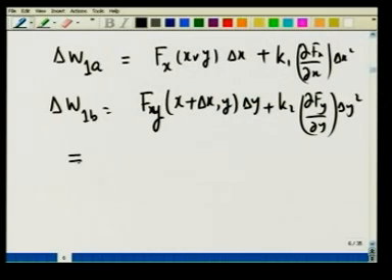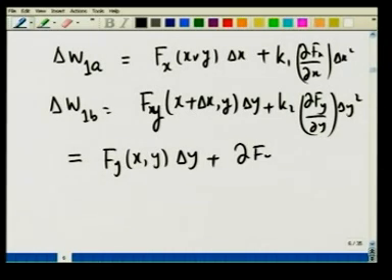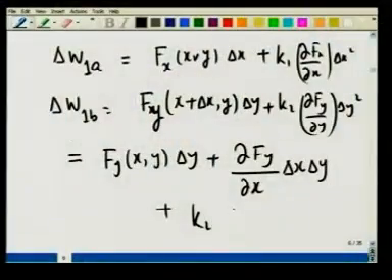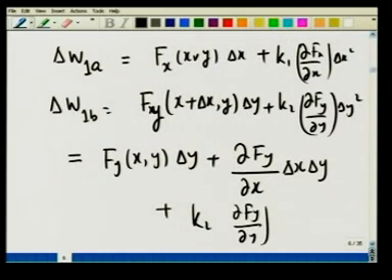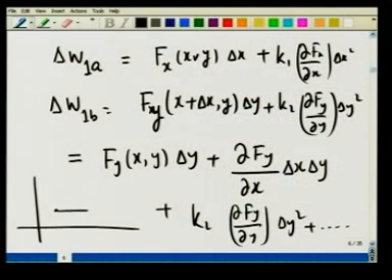If I expand this further, I get f y at x, y delta y plus the partial of the y component of f with respect to x delta x delta y. It changes since I moved by delta x, by Taylor series expansion, plus the second order term k2 delta y square. So I am keeping all the terms to second order and there could be some higher order terms. Let me remind you again, I am calculating this work in going from point 1 to point 2 along path 1a and 1b.